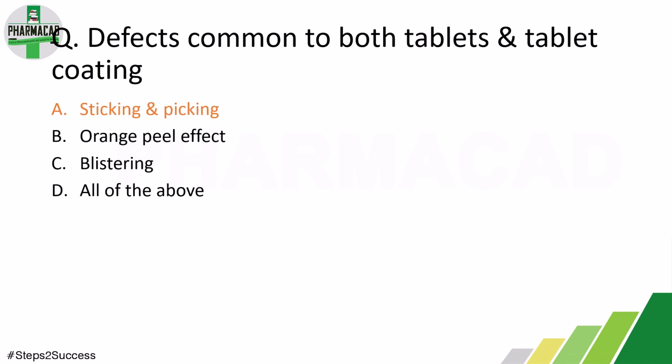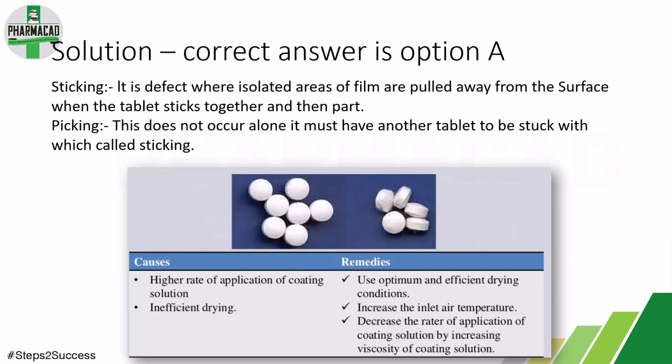Let's understand the solution in detail. Sticking is a defect where isolated areas of film are pulled away from the surface when the tablets stick together and then part. So basically the name itself indicates that the two tablets are going to stick to each other. From sticking and picking we understand that in sticking they are going to stick, while in picking the outer layer might get picked because of the sticking of another tablet.